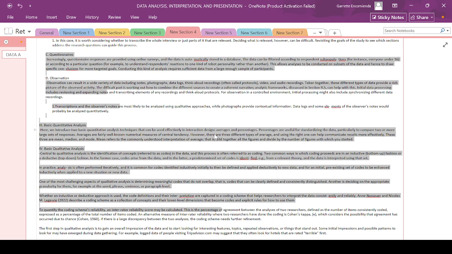So it allows analysis to be conducted on a set or section of data, and then draw a conclusion for more targeted goals. So this is what questionnaires do. It can also be divided into sections, the participants and the questions it can ask them. Conducting this kind of analysis requires sufficient data from a large enough sample of participants.